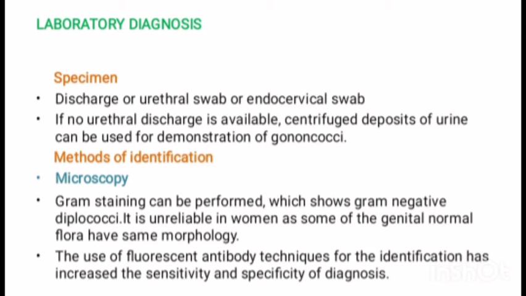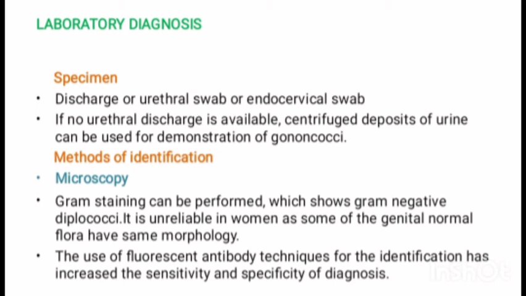Here, urethral discharge or urethral swab or endocervical swab can be collected as a specimen. And if no urethral discharge is available, deposits of urine, that is centrifugal deposits of urine, can be collected for the diagnosis of gonococci. And the methods of diagnosis include microscopy, cultivation or culture, serology, as well as molecular methods.